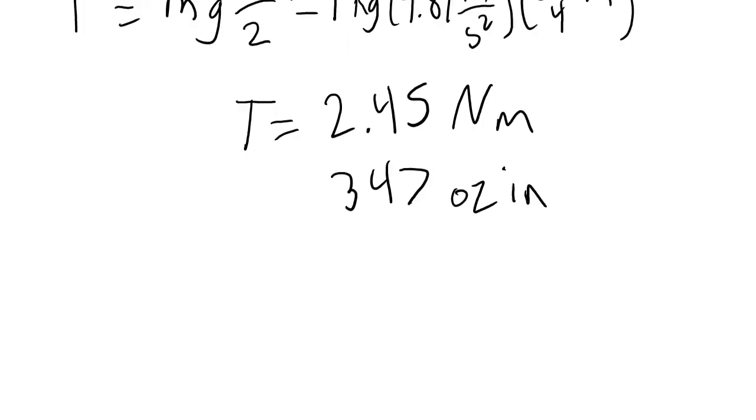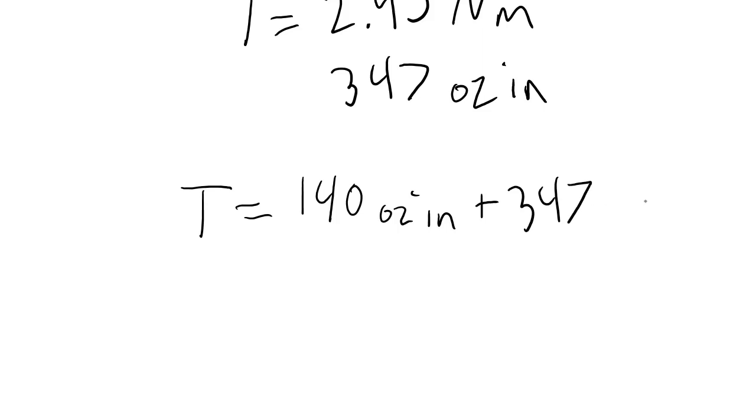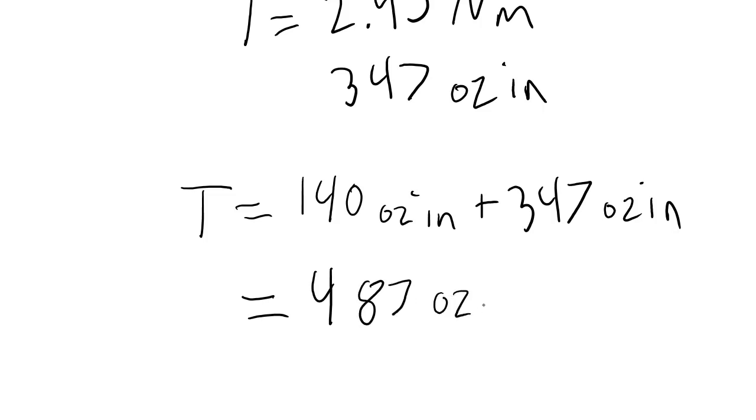The total amount of torque that we need in order to move the link against gravity is the combined amount of the two torques. So we have 140 ounce-inches required to move the link at our specified amount of acceleration, and we have about 347 ounce-inches required to move the link against gravity. So for this application, we would need to spec a motor that is capable of 487 ounce-inches of torque.